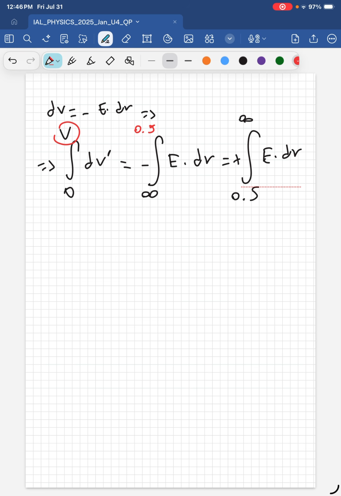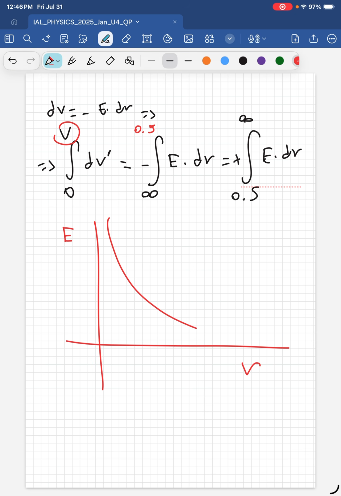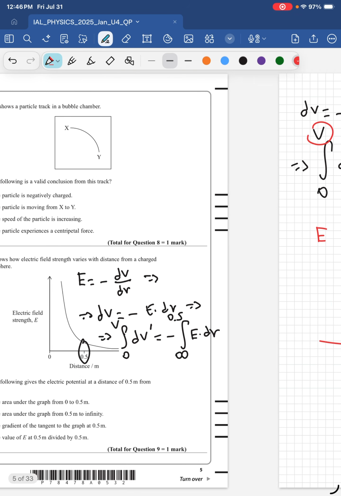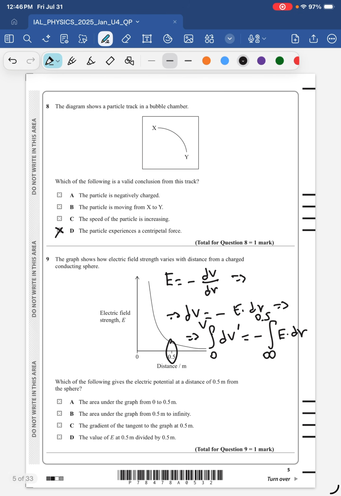If we plot E versus r, and this is the point 0.5, this integral is the area under the curve. I hope this makes sense. Again, the key here is to realize that you need to integrate from somewhere where the potential is zero, and the potential is zero at infinity. So let's check the answers.